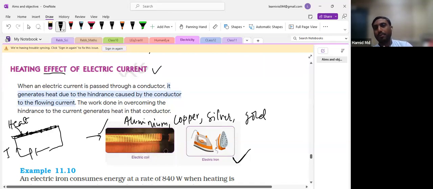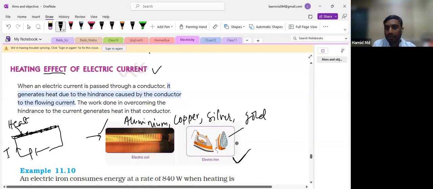Do you use these appliances in your home? Have you ever tried to open one? No, sir. You are really very obedient people, right? If you have an electric iron, you may open Google or YouTube and search how these appliances are made.